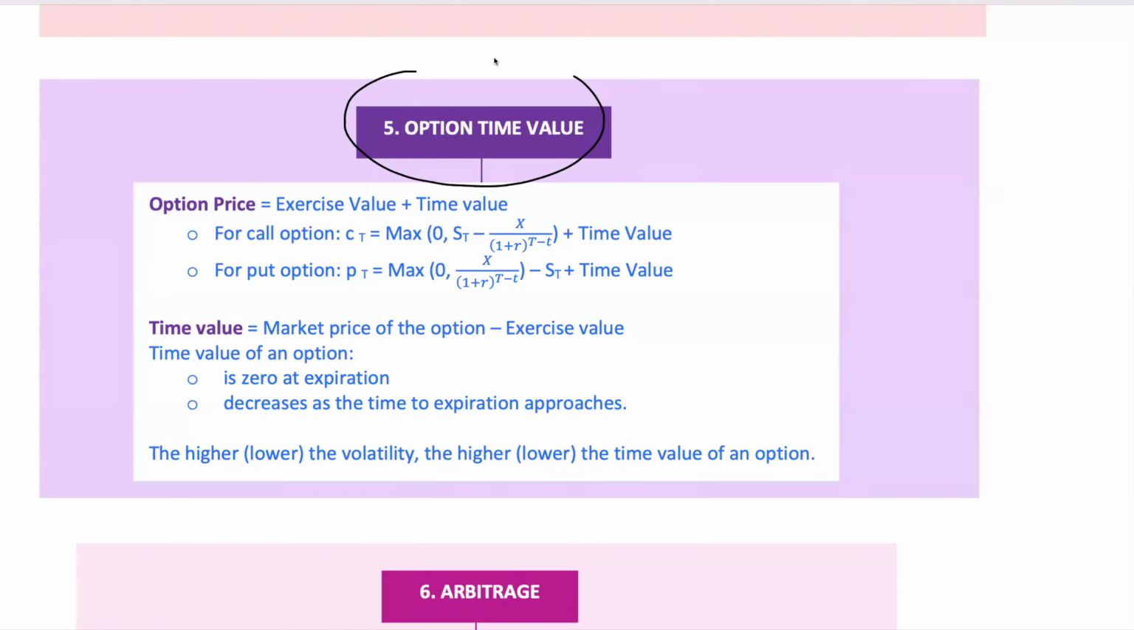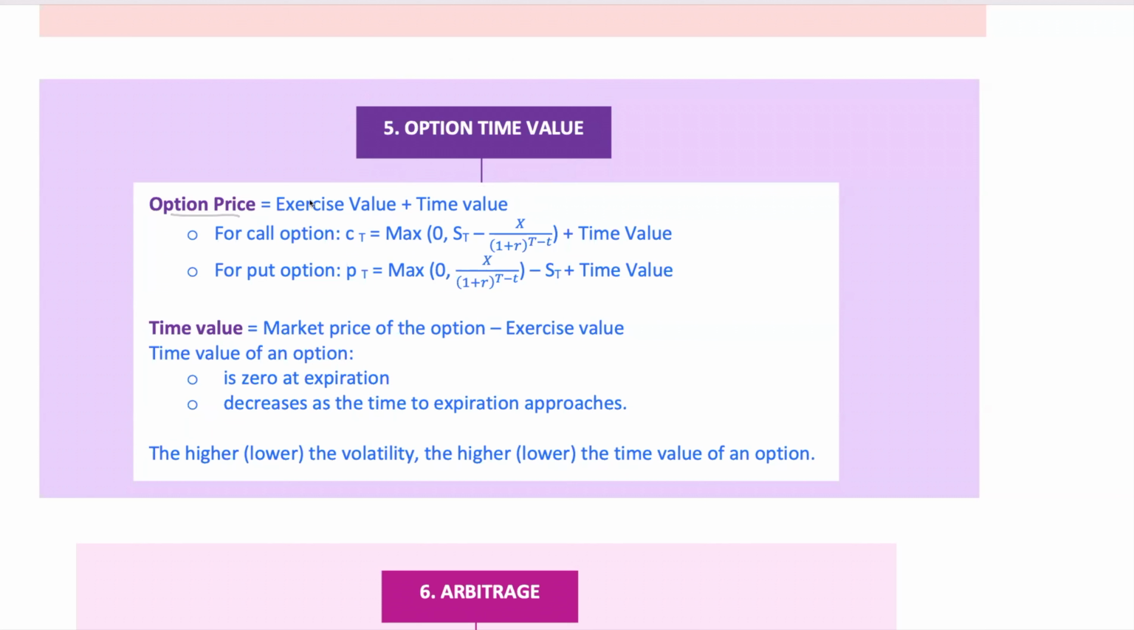All right, let's talk about something that makes options truly fascinating: time value. This is what gives options their potential for profit, even when they're not in the money yet. If you've ever wondered why an option still has value even when its exercise price and market price are the same, time value is the answer.